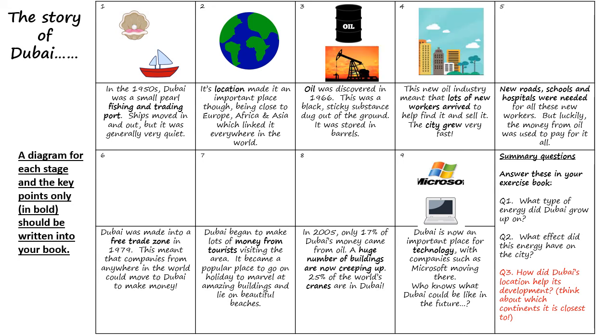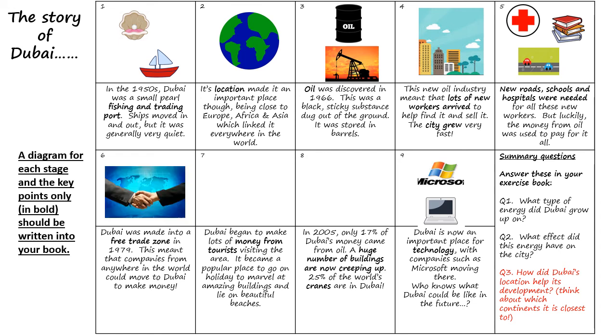Yes, there we go. Number 4, this meant that lots of new workers arrived to help find it and sell it, and the city therefore started growing very fast. Here's where urbanization starts to occur. Number 5, as a result, we need lots of services. We need roads, we need schools, hospitals for all the new workers. And money from the oil was used to help pay for that.